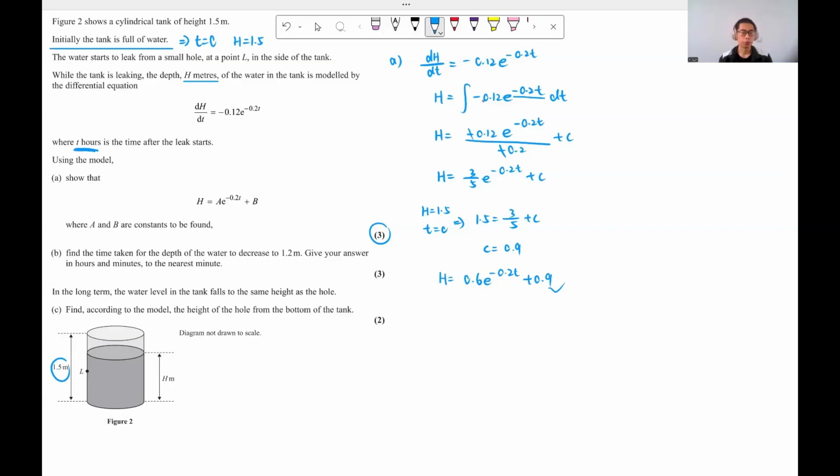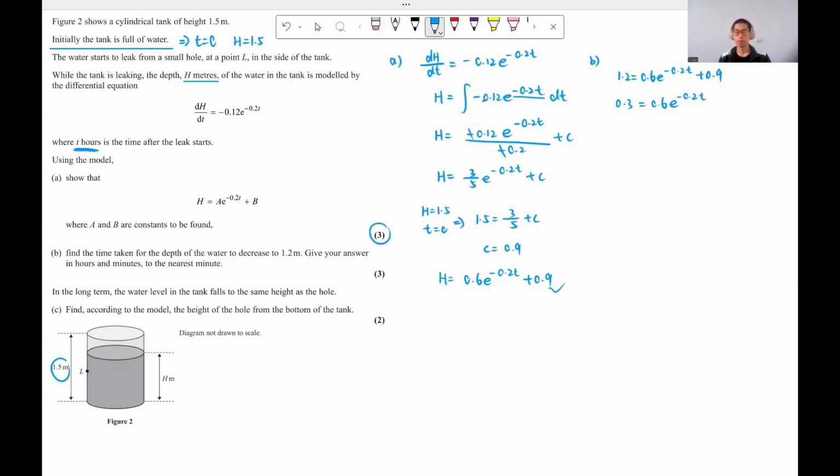Okay, part B. Find the time taken for the depth of water to decrease to 1.2 meters. Give your answer in hours and minutes to the nearest minute. So for part B, we want to work out the time t when the height becomes 1.2 meters. So we just let h equal 1.2. So 1.2 equals 0.6 e to the power negative 0.2 t plus 0.9. So minus 0.9 from both sides, that would be 0.3 equals 0.6 e to the power negative 0.2 t.